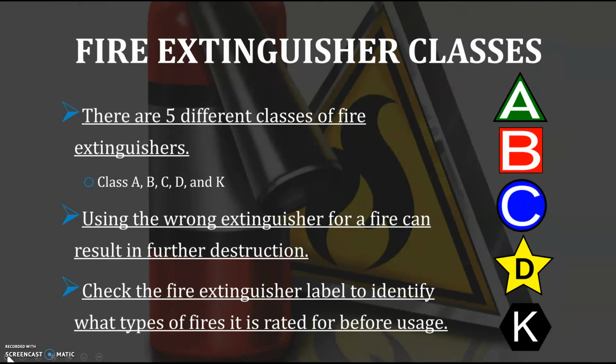Fire extinguishers are broken down into 5 different classes. These classes consist of Class A, B, C, D, and K. These classes can put out different fires, so when using the wrong extinguisher for a fire, it can result in further destruction. Be sure to check the fire extinguisher label to identify what types of fires it is rated for before use.